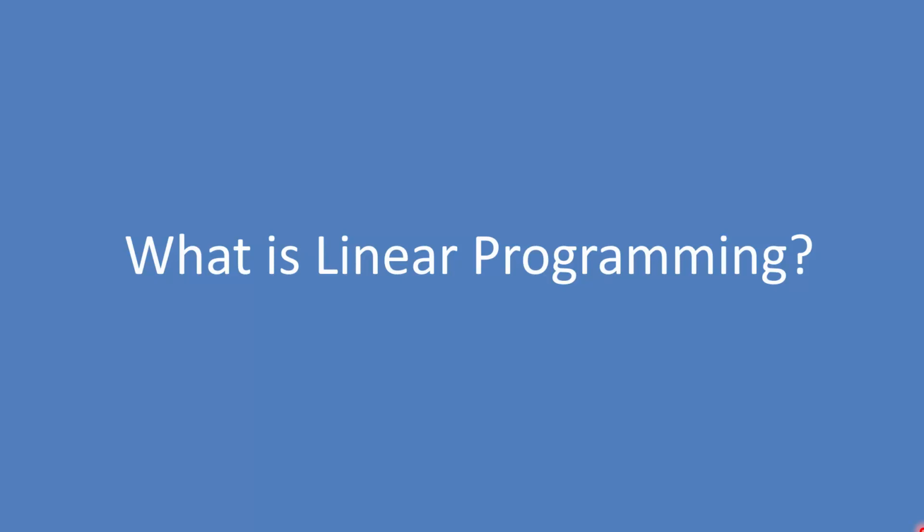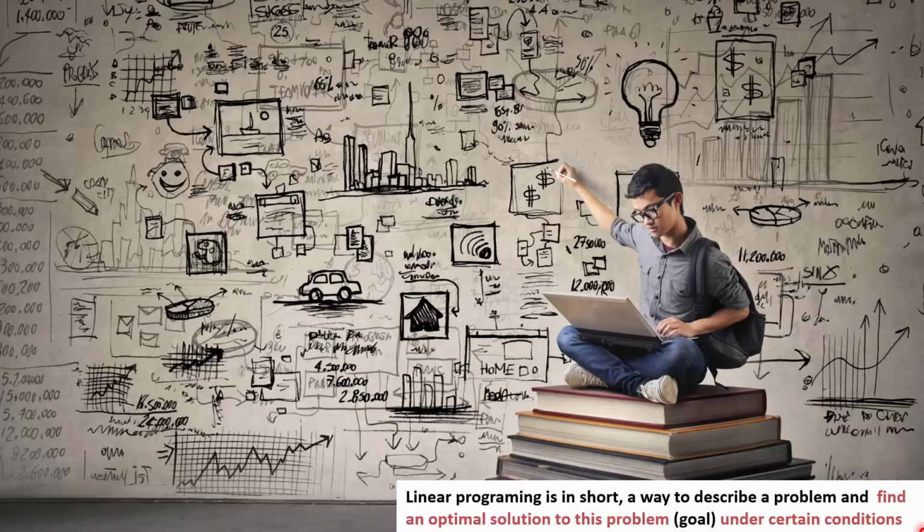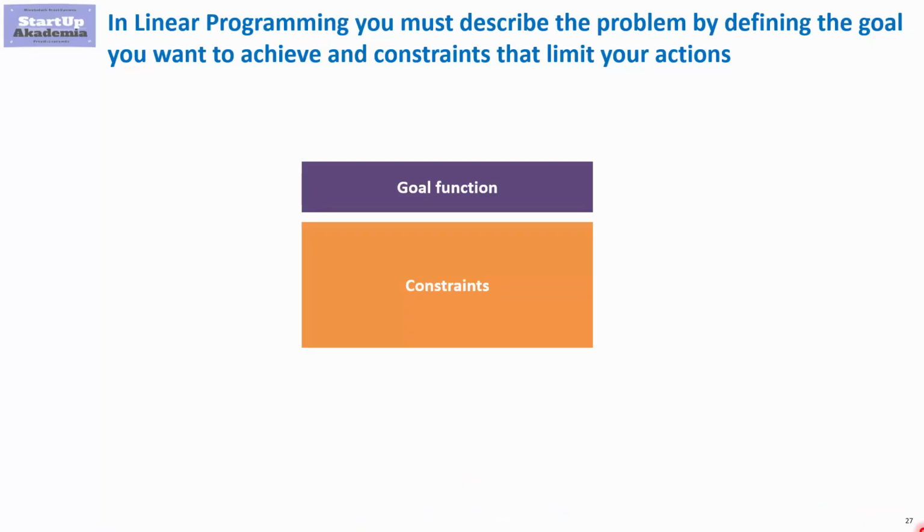What is linear programming? Linear programming is, in short, a way to describe a problem and find an optimal solution to this problem under certain conditions. In linear programming, you must describe the problem by defining the goal, in other words, what you want to achieve, and the constraints that limit your actions.